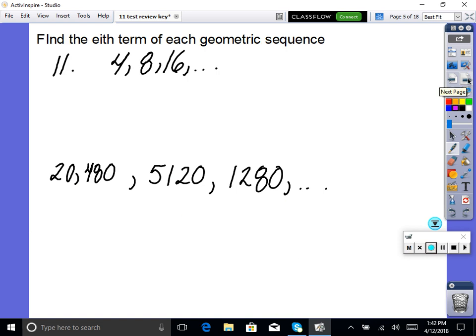That allows you to find any term in the sequence. That is not the sum. That just allows you to find the 12th term, not the sum of the 12 terms. There is a difference, so make sure you understand that.